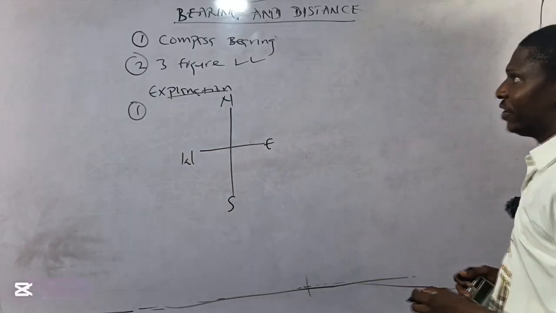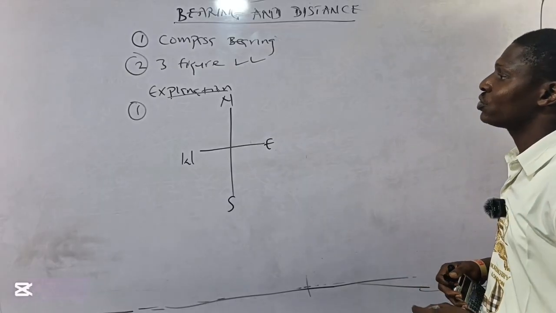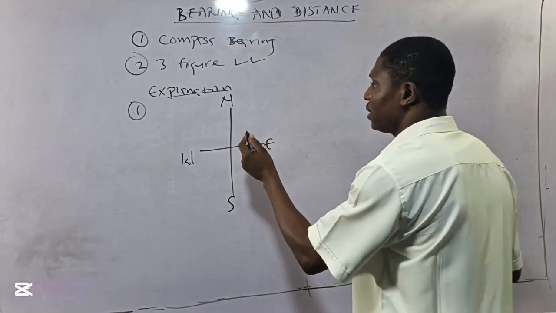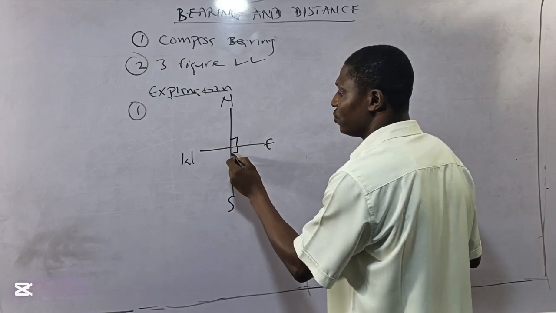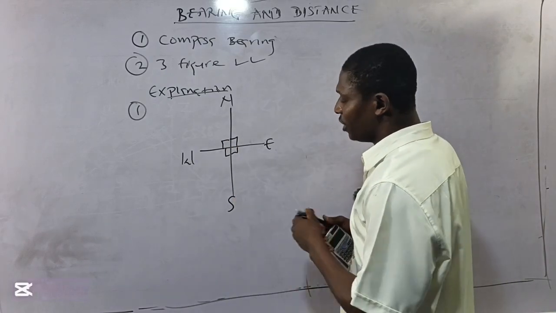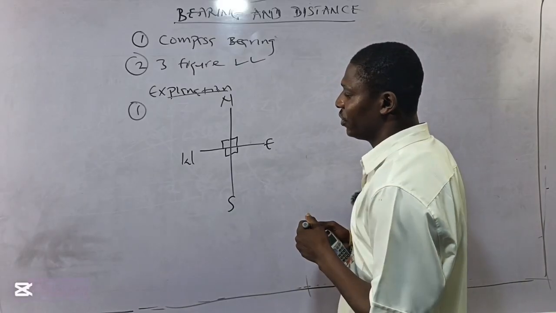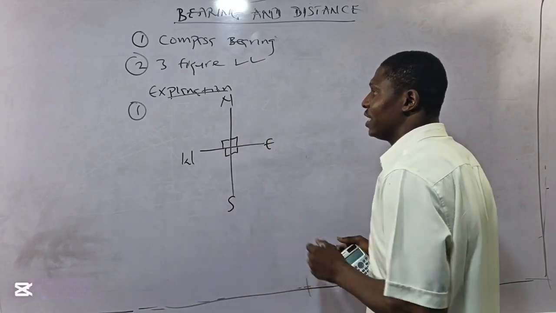So the compass bearing makes use of the cardinal points north, south, west, east, and the angle between two cardinal points is what? 90 degrees, which is a right angle. So the bearing between north and east is 90 degrees. The bearing between south and east is 90 degrees. The bearing between south and west is 90 degrees, and the bearing between north and west is 90 degrees.